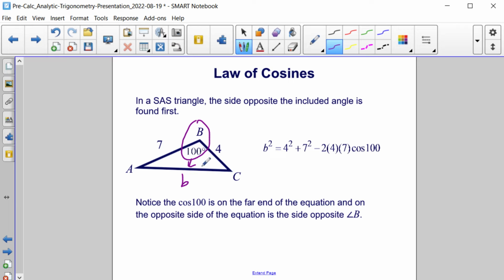So that's our unknown that we have. We already have A, which is 4, and we have lowercase c, which is equal to 7. So we can set it up as b squared is equal to 4 squared plus 7 squared minus 2 times 4 times 7 times the cosine of 100 degrees. Notice that the cosine of 100 degrees is on the far end of the equation, and on the opposite side of the equation is the side opposite of angle B, or lowercase b, quantity squared.